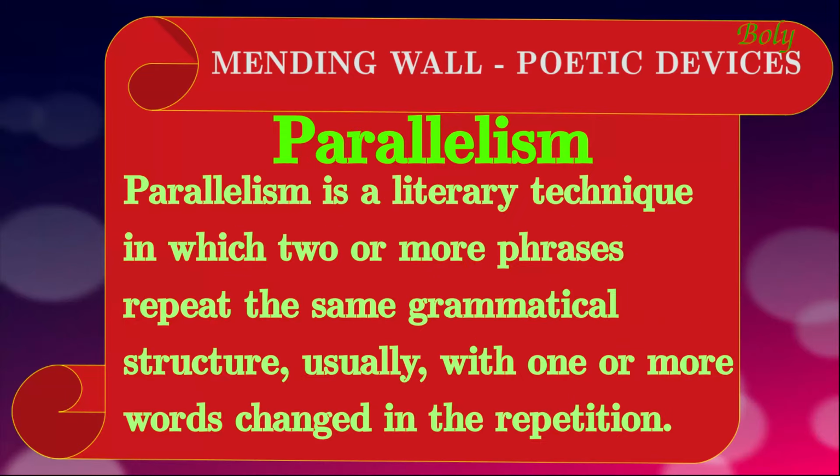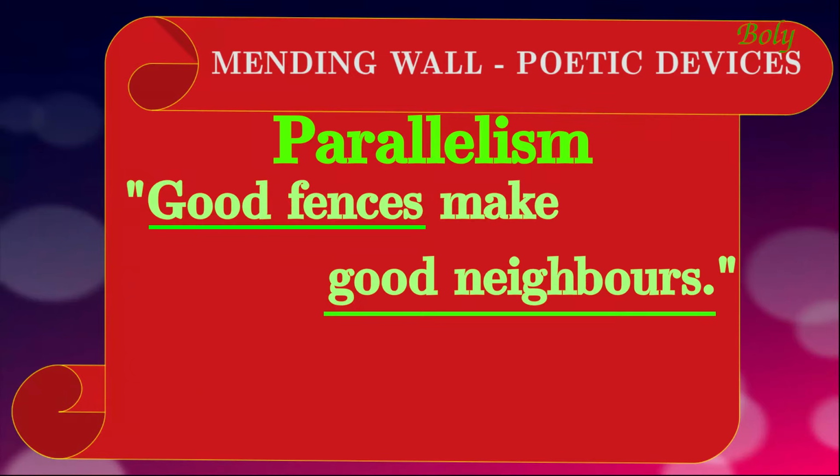A major poetic device, parallelism, is also used in this poem. Parallelism is a literary technique in which two or more phrases repeat the same grammatical structure. Usually, one or more words are changed in the repetition. I'll give you some examples from the text. First one is, good fences make good neighbors. Here the phrase good fences is almost repeated in good neighbors, but one word is changed.